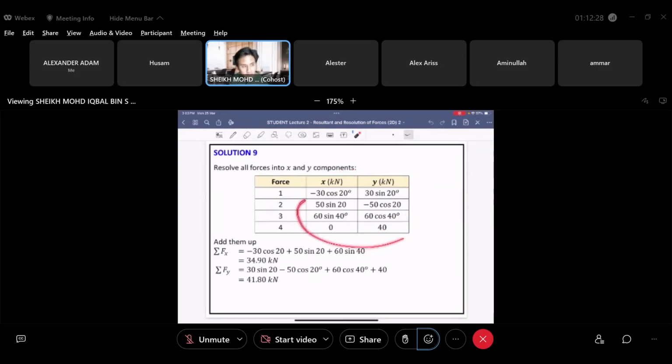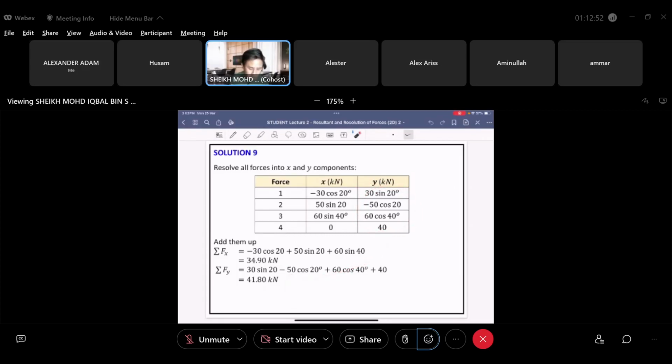Once you have put everything into the box, you can calculate the sum of the forces in the x direction and the sum of the forces in the y direction, right? So sum everything up here, you'll get 34.90 kilonewton. All right. Same thing here, you get 41.80 kilonewton here, right?